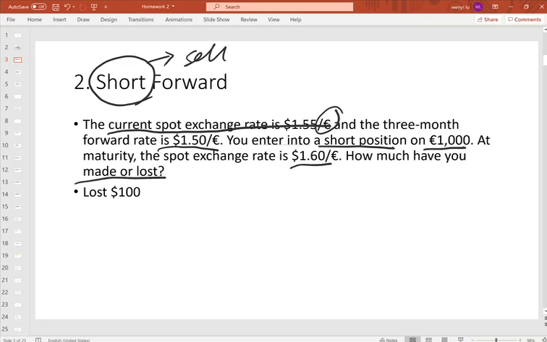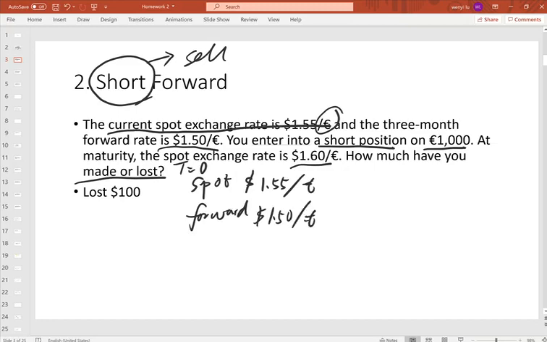So you need to first determine, have you made a gain or loss? Now what's the amount? Let's see the detail for this question. The spot rate is $1.55 per euro. Our forward rate at time zero is $1.50 per euro. You can say our 3 months forward rate for 1 euro is equal to $1.5.